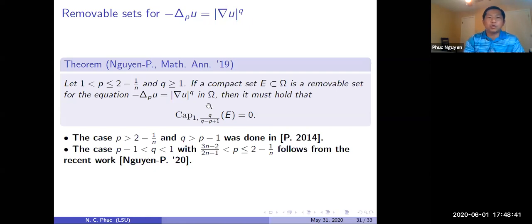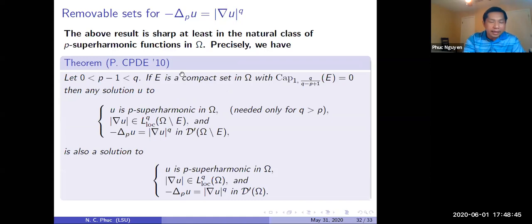And actually this is sharp, you can also go the other way around, okay? So at least in the class of p-superharmonic functions. Precisely, we have the following result: if E is a compact set in the domain omega with zero capacity, then any solution outside the set E, where you just need the gradient to be in L^Q locally away from the set E, can be extended to a solution inside the whole domain omega. In the case when Q is bigger than P, you need to assume that u is superharmonic inside the whole domain omega. But when Q is less than or equal to P, whenever this capacity is zero, then the other capacity is also zero, and then you have this automatically. So you don't really need this in the case when Q is less than or equal to P.